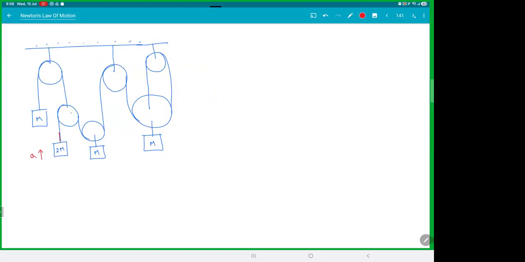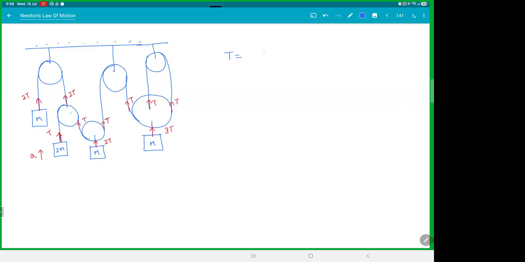So let's start from here. Let this tension be T. If this is T and this is also T, this guy is 2T. This is T and this is T. This guy is also 2T. This is T, so this whole thing is the same string. So this is also T and this is also T. So this guy has 3T.